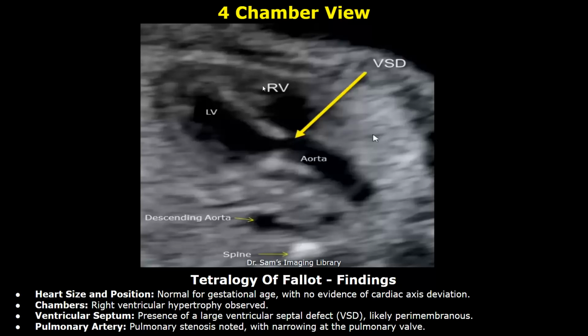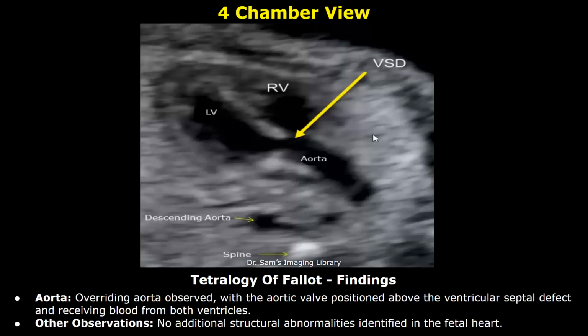Ventricular septum: presence of a large ventricular septal defect, likely perimembranous. Pulmonary artery: pulmonary stenosis noted with narrowing at the pulmonary valve. Aorta: overriding aorta observed, with the aortic valve positioned above the ventricular septal defect and receiving blood from both ventricles. No additional anomalies were found.